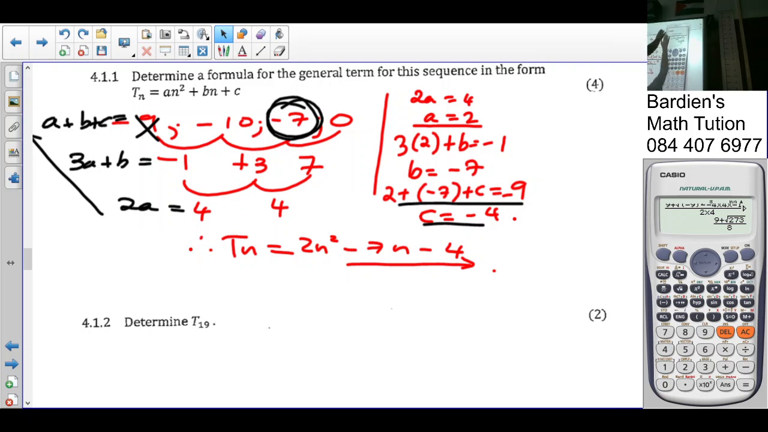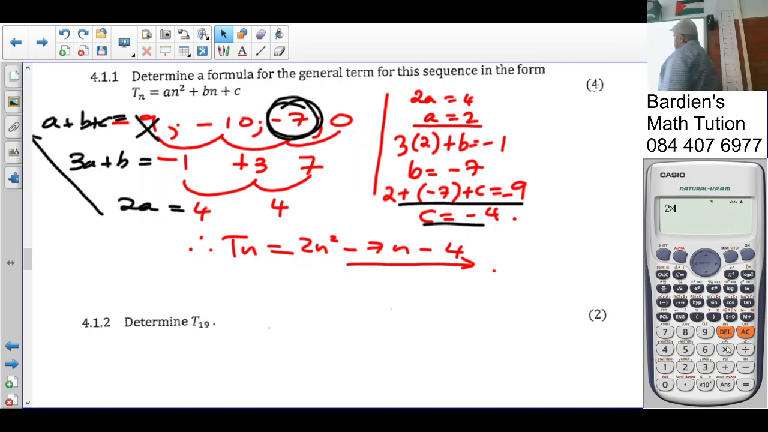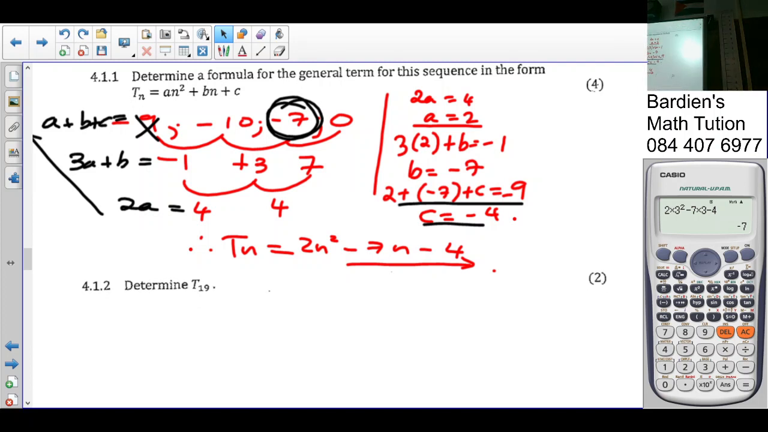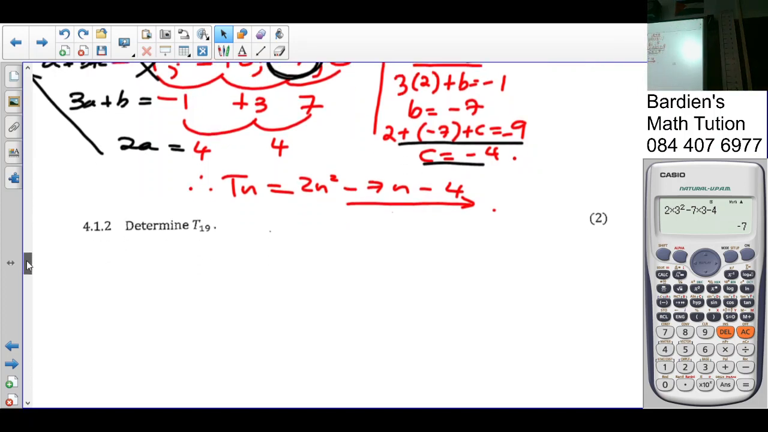So we go 2 times, n is 3, sorry. Third term: 2 times 3 squared minus 7 times 3 minus 4. You get negative 7. So that means to say it is correct. Let's look at the next question.